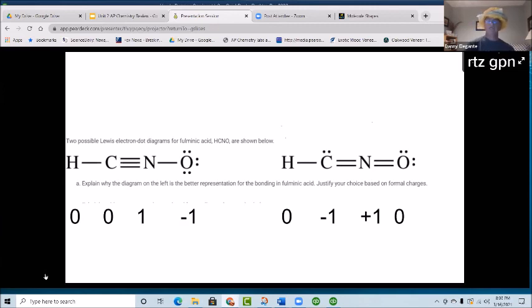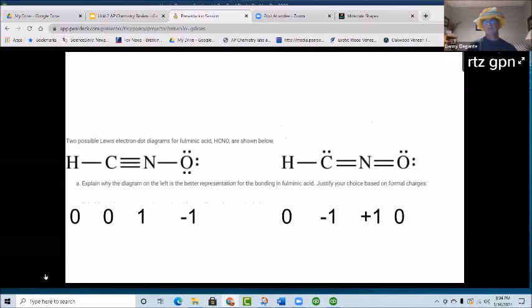So the reason why nitrogen, the one on the left, is a +1 is because nitrogen has 5 valence electrons, minus 0 in lone pairs, minus it's got 4 bonds, which is 8 electrons. And so it'd be 5 minus half the number of bonding electrons. So half of 8 is 4. So 5 minus 4 is +1. And the same thing with the molecule on the right.